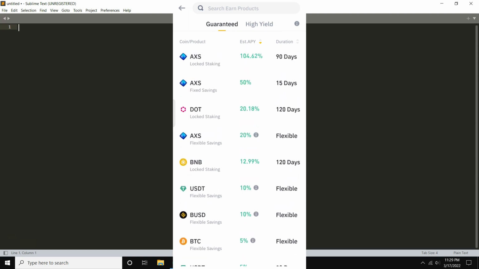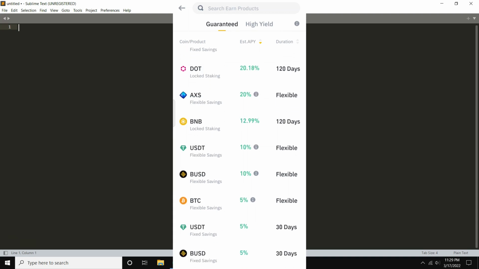And you can see the APY here. Depending on the coins, obviously a bigger market cap coin will have lower APY. You can sort this from the lowest APY to the highest APY. Now usually if you want to keep things stable, you want to save in USDT, because USDT is pegged to the US dollar, so it's always a 1-to-1 ratio. It should be a 1-to-1 ratio with the US dollar. So this is something you can do.